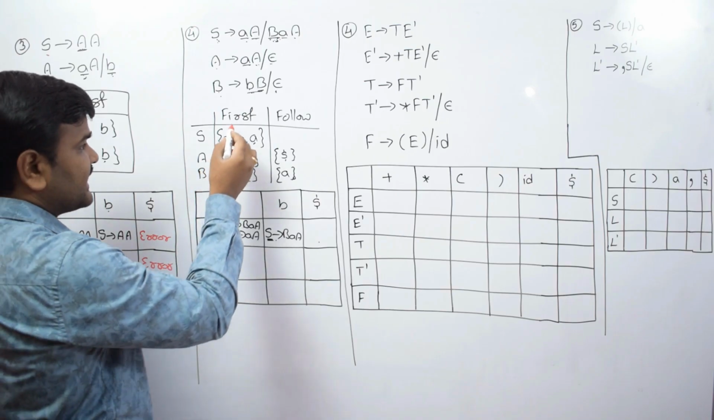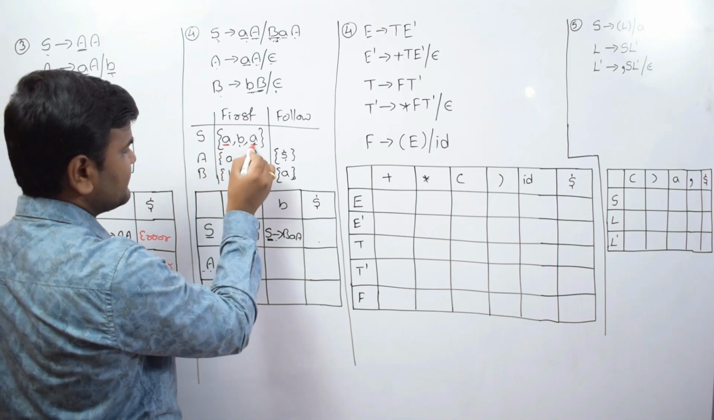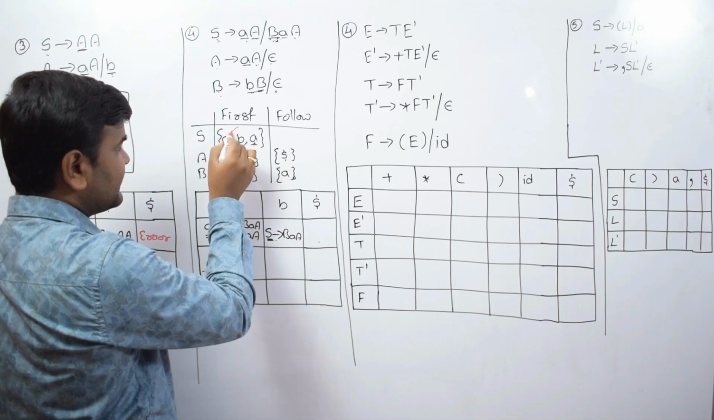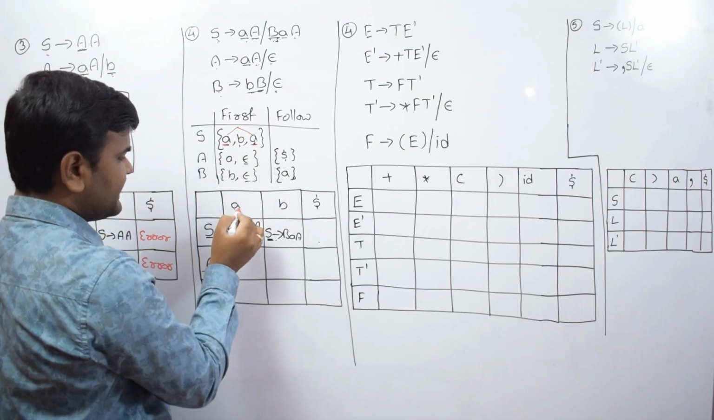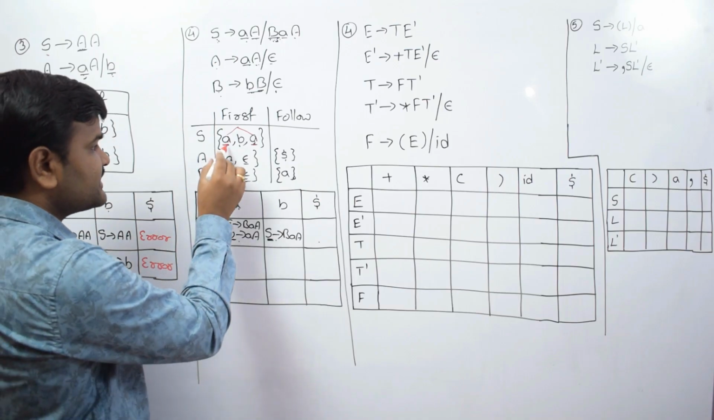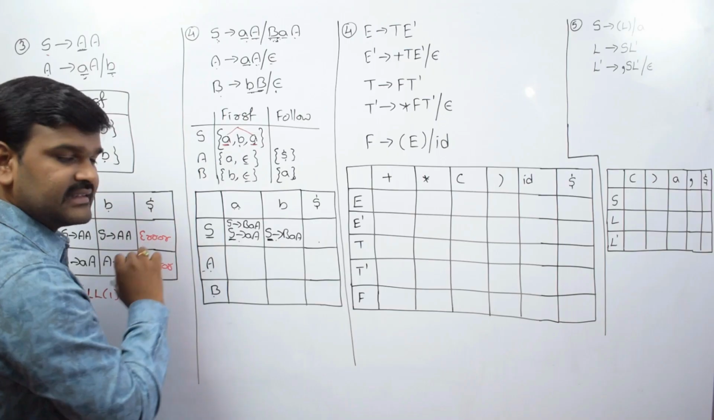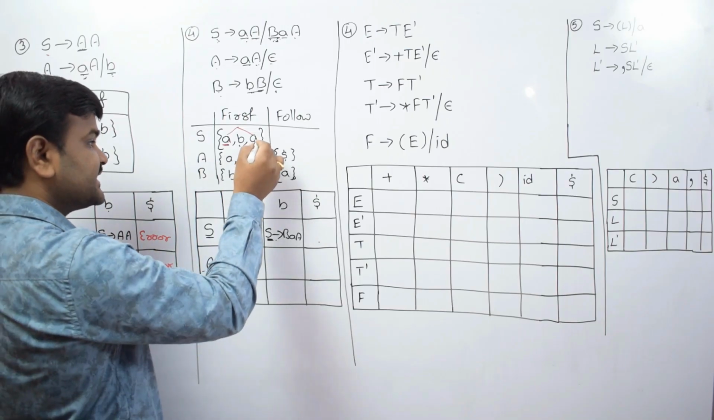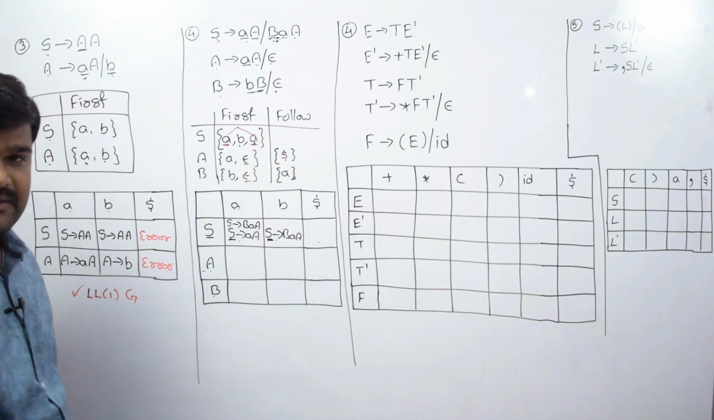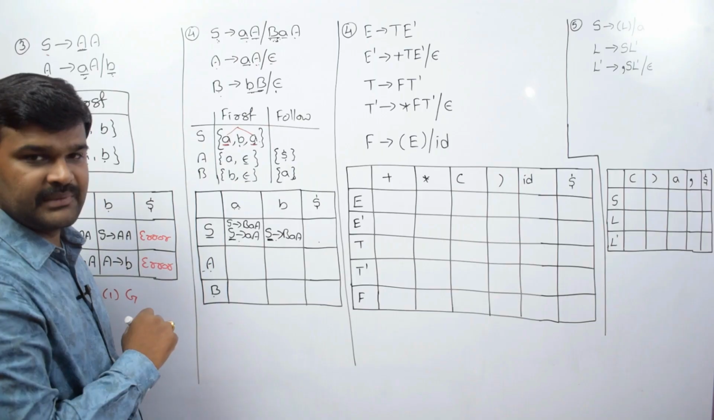Whenever you are constructing this, whenever you have the same terminal, then you can stop the process, because definitely under this terminal, under this A, two productions you are going to add. However many times this is repeated, that many productions will exist in that cell. So that is why you can stop here itself and tell that the given grammar is not LL1 grammar.